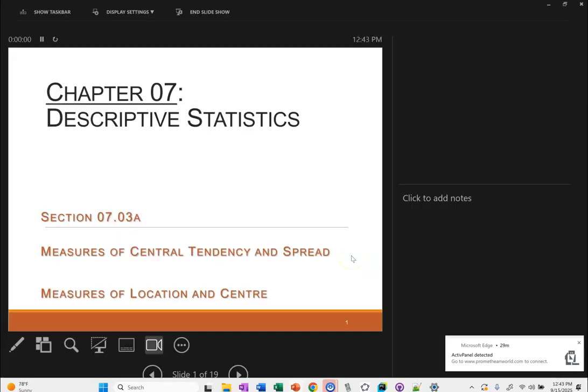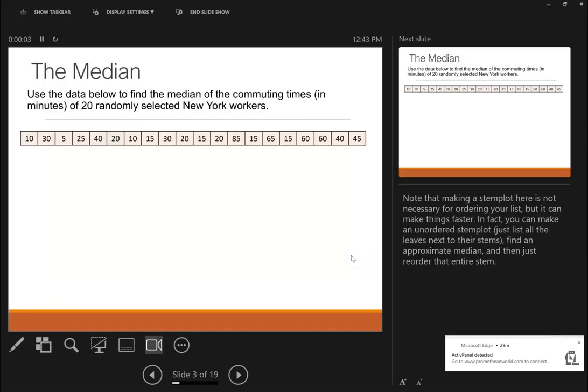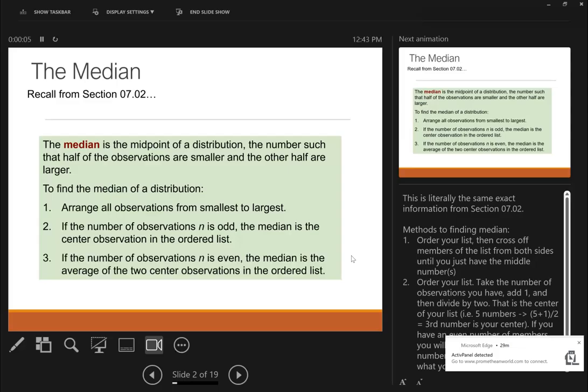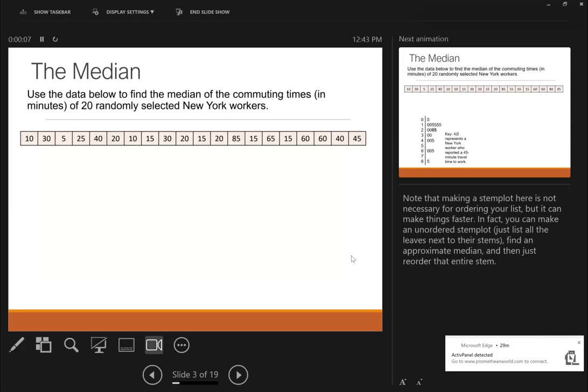All right. So again, here's a bunch of data about commute times for New York City workers.